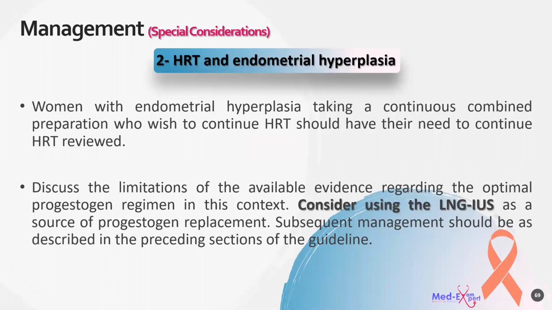So if the patient develops endometrial hyperplasia and she's taking sequential HRT, you have to shift her to continuous HRT or give her a levonorgestrel intrauterine system. But if she is already on a continuous combined preparation and she develops endometrial hyperplasia, at that point you have to review her need for HRT. And if it's possible to stop the HRT, you should advise her to stop HRT.